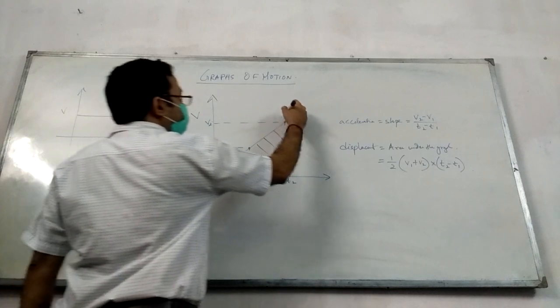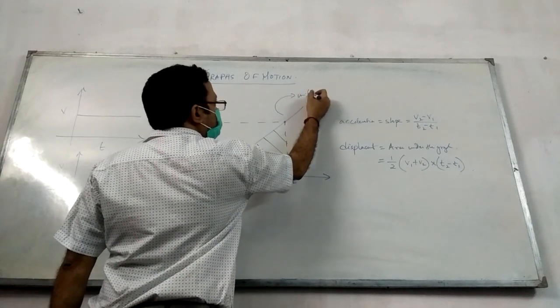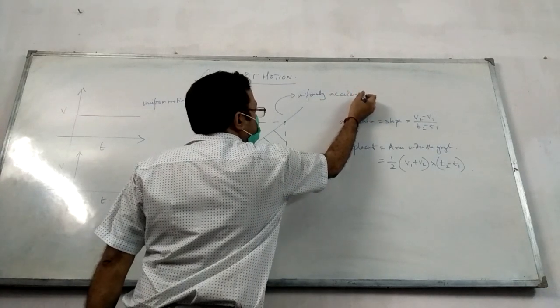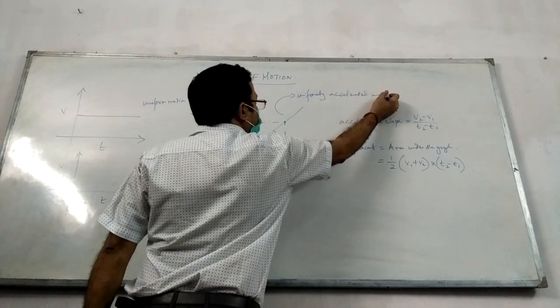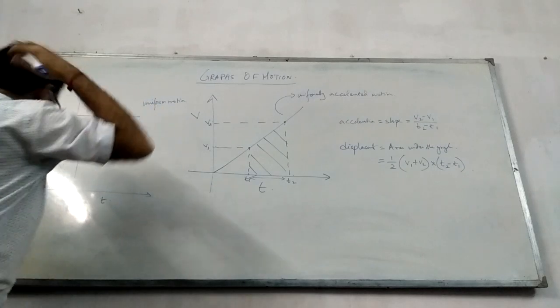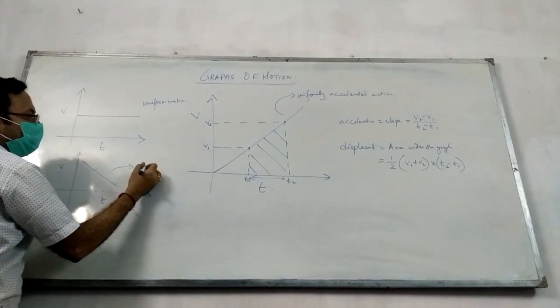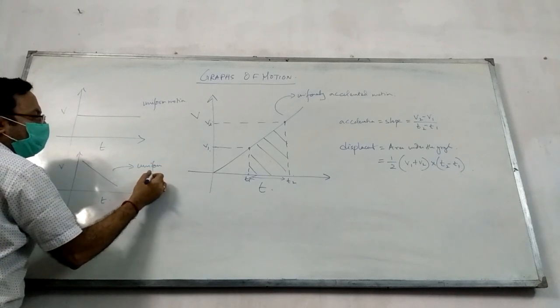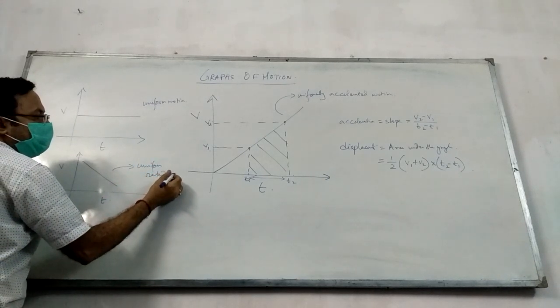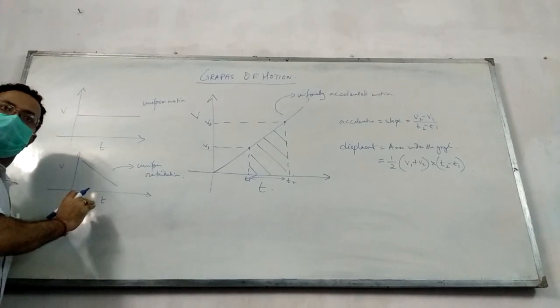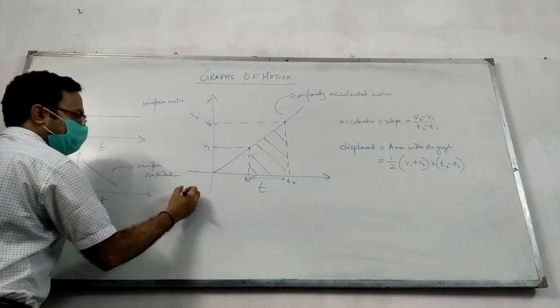अच्छा, এই গ্রাফটা কি রিপ্রেজেন্ট করে? Uniformly accelerated motion. So if you have a graph like this, uniform retardation. Retardation means speed is decreasing. With time, speed is decreasing. That's why it is retardation.